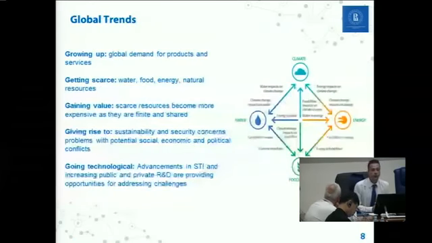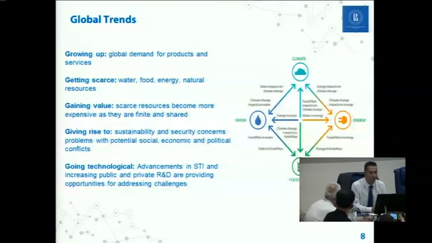So we are facing a number of global trends at the moment. What is happening with the world? Growing global demand for products and services. So especially in developing countries, there's a great hunger for new products and services. So we see an increasing speed in the number and variety of products and services being delivered. But at the same time, getting scarce. Our resources like water, food, energy, and natural resources are getting scarce.